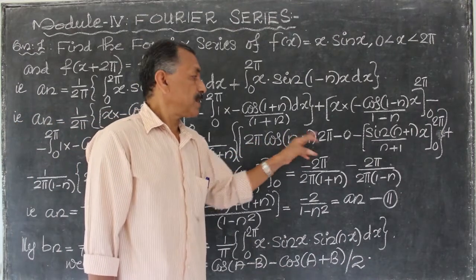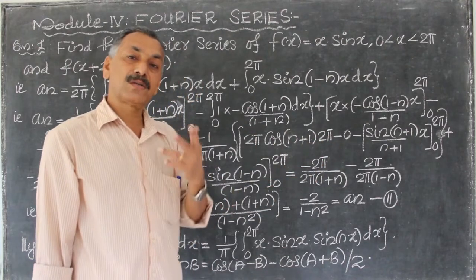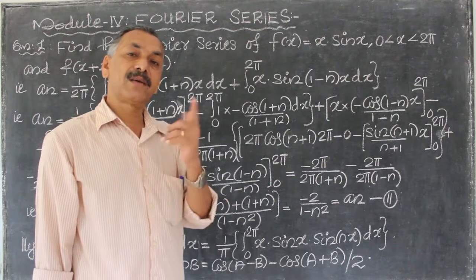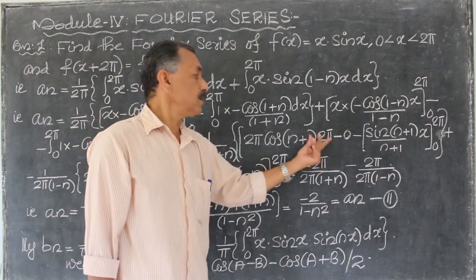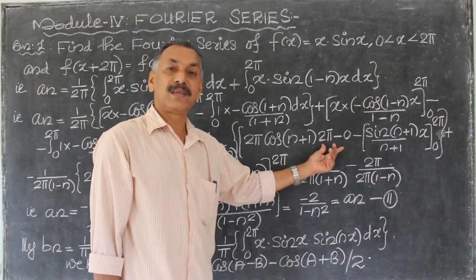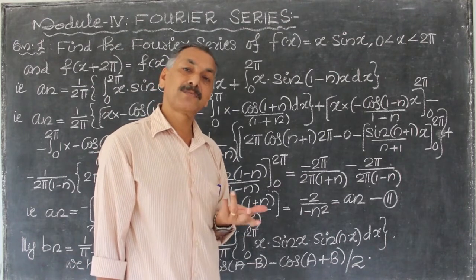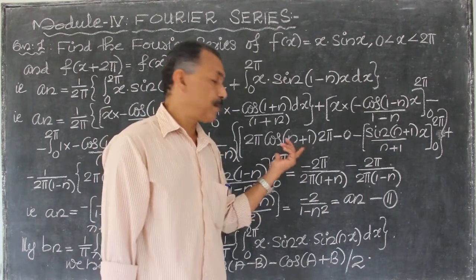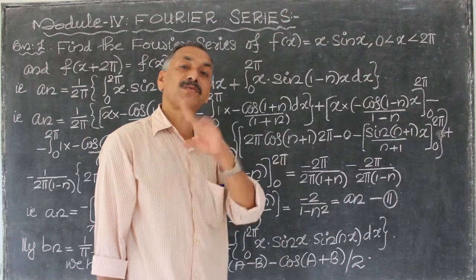Cos (n plus 1) into 2π. Cos 2π is 1, cos 2 into 2π is 1; cos of any multiple of 2π has value cos 0, and cos 0 is equal to 1. Then cos (n plus 1) into 2π is equal to, this 2π is a multiple. (n plus 1) into 2π means it's a multiple of 2π. Cos 2π is equal to cos 4π, cos 6π, etc. in the value, that is cos 0 equal to 1.